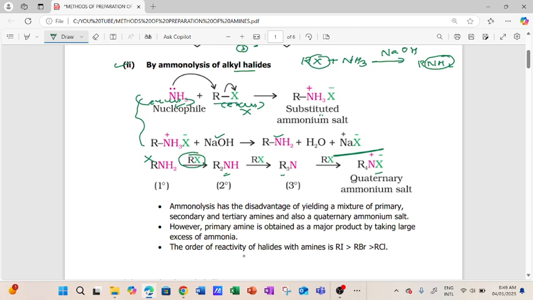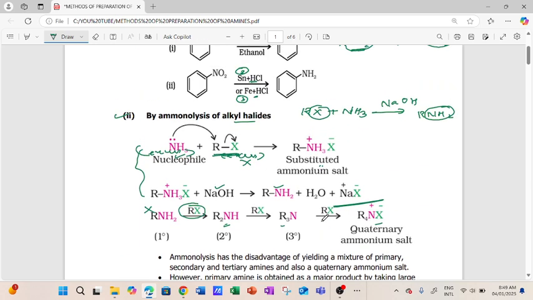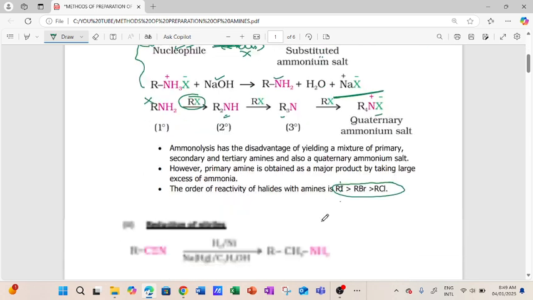And always for the alkyl halide, the reactivity order, as we know, should be RI, RBr, RCl. This is the order. Why? Because iodine is bigger in size, it acts as a better leaving group, so the bond can be broken easily. That's the reason. So the second conversion is halogen replaced by NH2 by adding ammonia in presence of NaOH.